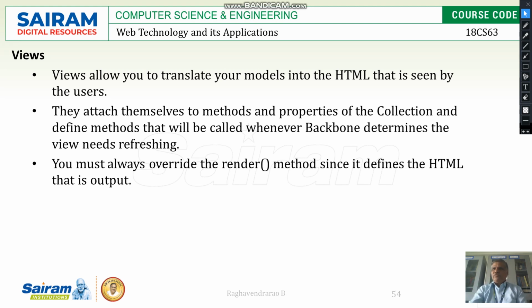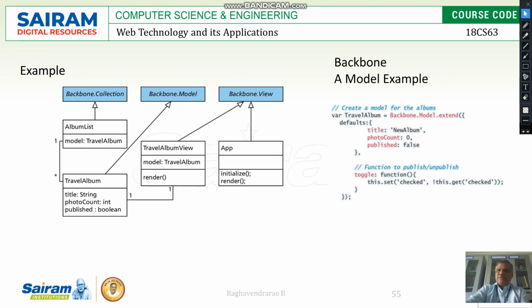So it's a view object, and you must always override the render function method, because it defines the HTML as the output. The reason is simple: anytime the data is getting collected, you can see all the models in that, and when you call view, only then is it getting executed and rendered.